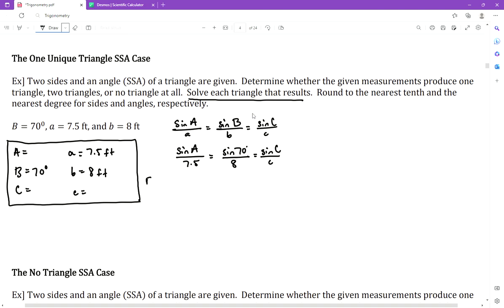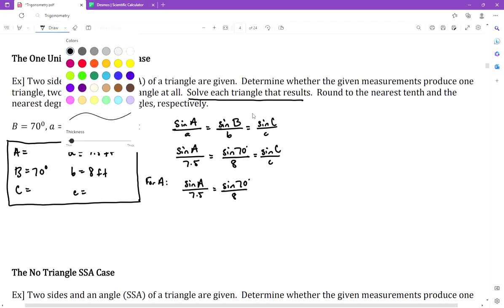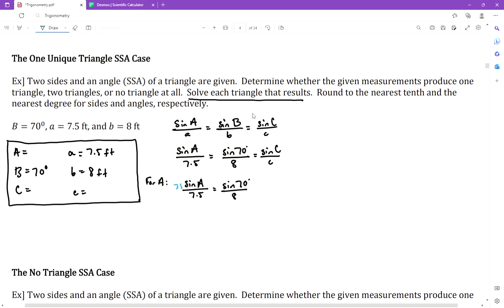We are solving for angle A first in this problem. So we will set it up as sine of A over 7.5 equals sine of 70 over 8. Then all we have to do is multiply both sides by 7.5. If we multiply both sides by 7.5, we have sine of A is equal to 7.5 sine of 70 degrees over 8. Now, notice we solved for the trig function first with A still in it.